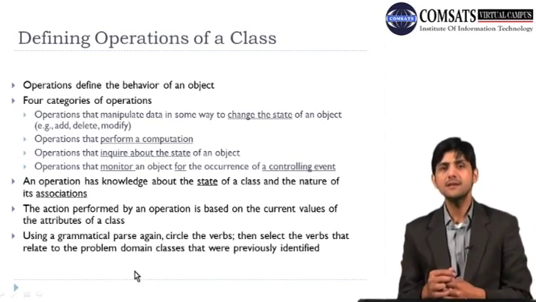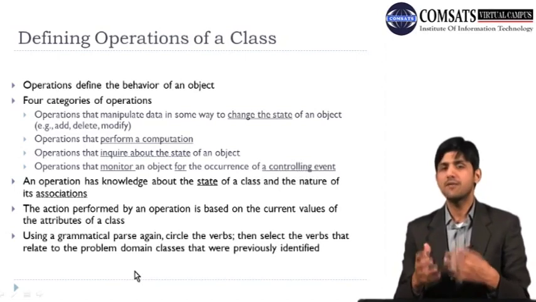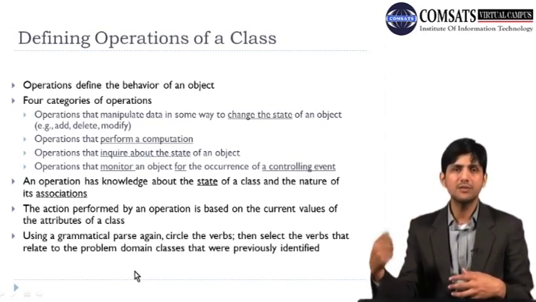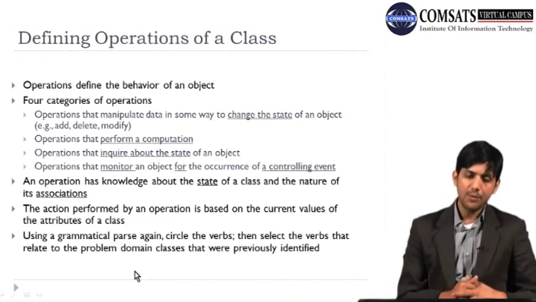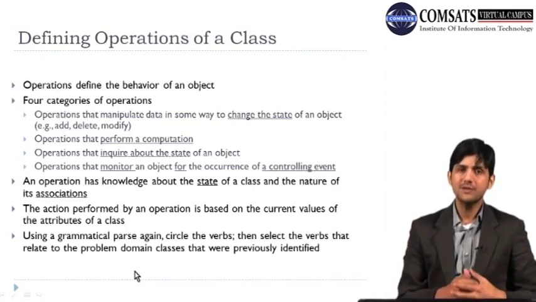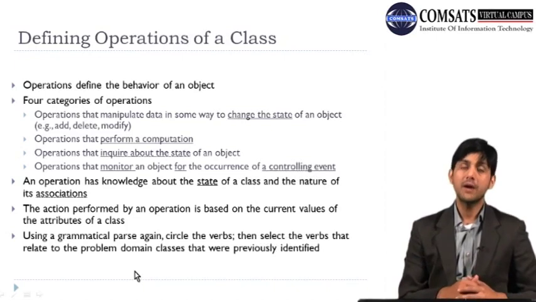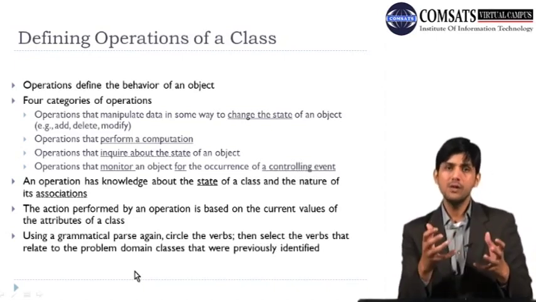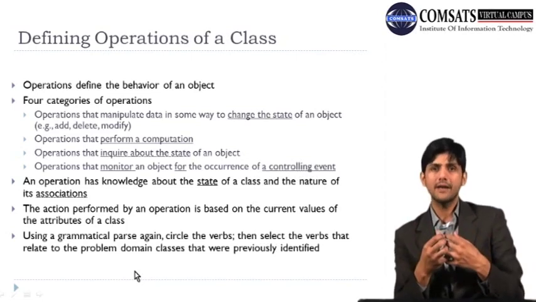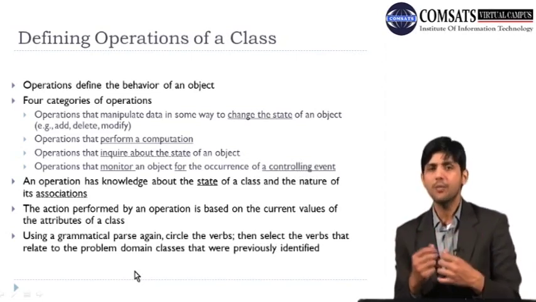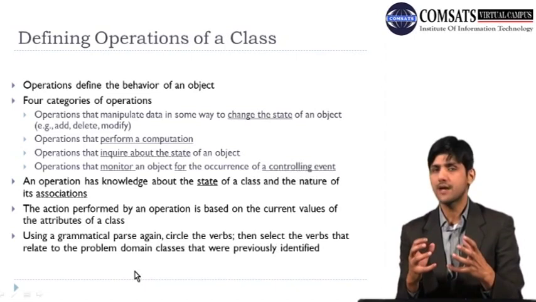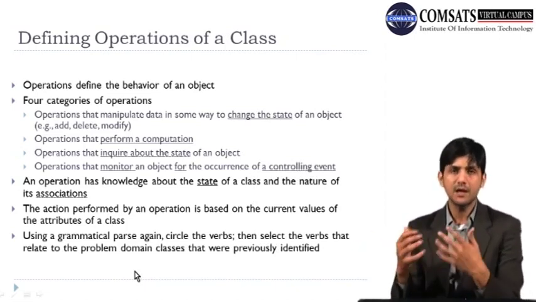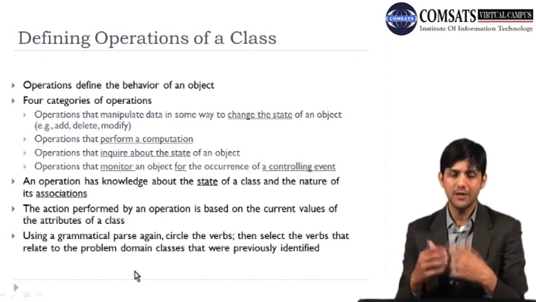For example, in case of the sensor, if we are doing regular polling after every 10 seconds or after every 5 seconds, that is an operation which is just inquiring about the state of the object. And operations that monitor an object for the occurrence of a controlling event. There might be some operations which, when polled, generate some output, and you need an operation which is going to control an event, for example, sound an alarm, or call a certain telephone number. So there would be some operations as well which are monitoring an object.